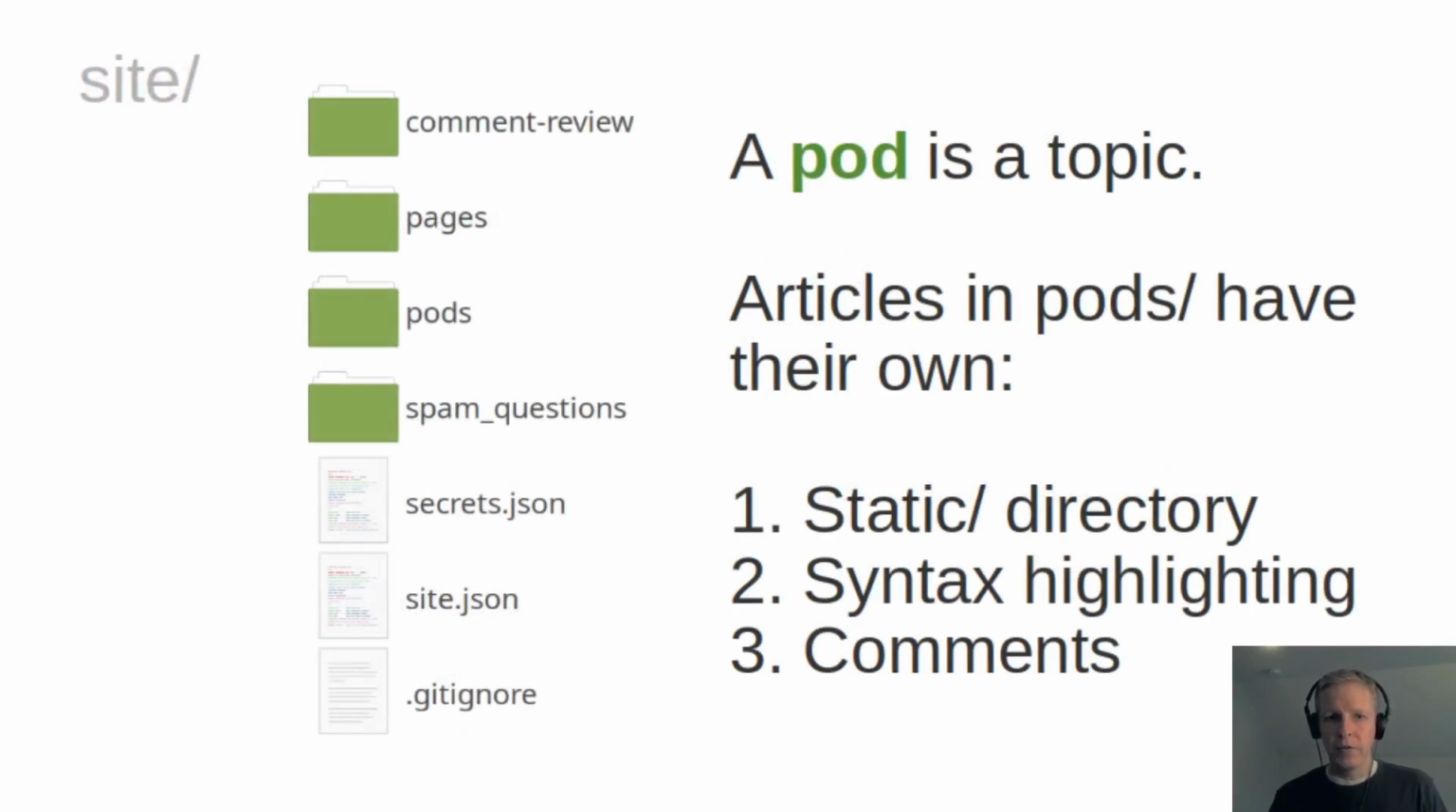So in the site directory, there's a pods directory. A pod is synonymous with a topic. So a pod is a topic. You could name a pod anything. If you want to write articles about nim, you could have a nim pod. So articles that are underneath those topics, underneath those pods, each have their own static directory for the static files. If there are any images or files that you want to group with that content, those will be under that static directory.